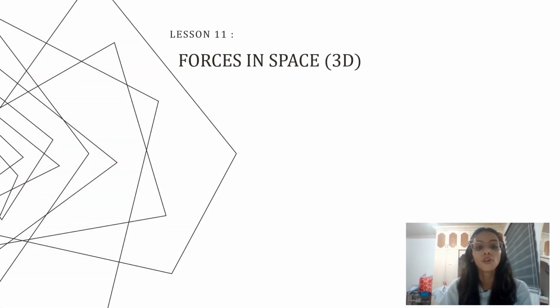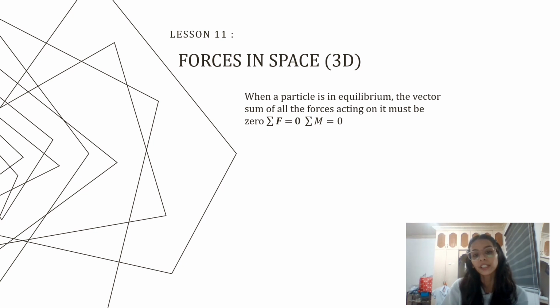For our lesson 11, we have the forces in space, or three-dimensional 3D. When a particle is in equilibrium, the vector sum of all the forces acting on it must be 0. Summation of F is equal to 0 and summation of M, or moment, is equal to 0.